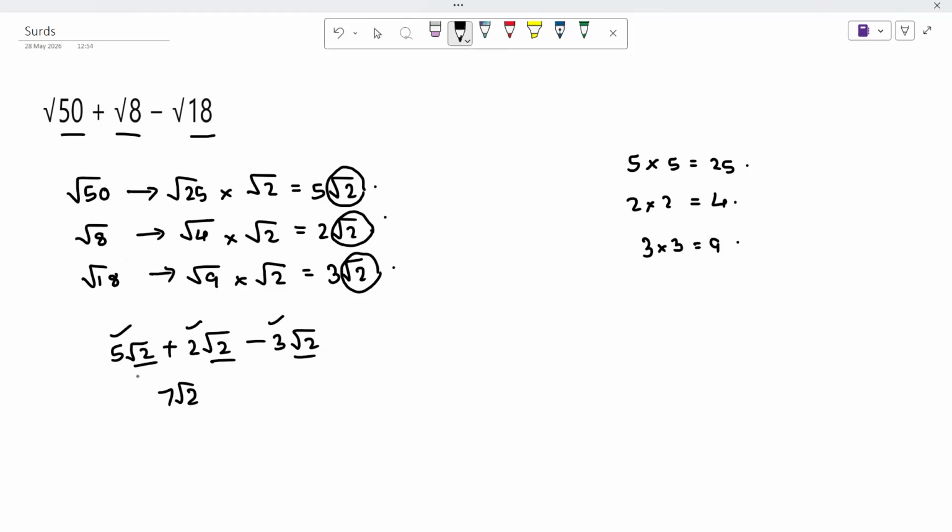So we solved this part. 5 root 2 plus 2 root 2 is 7 root 2. Now 7 root 2 minus 3 root 2 will give us our final answer. 7 minus 3 is 4, and 4 root 2 is our final solution and final answer. So did you see how it collapsed neatly and very beautifully into this small solution? That is the power of surds and that is the power of mathematics.